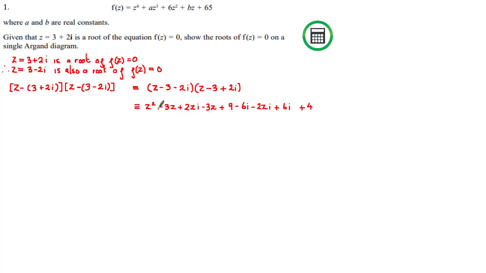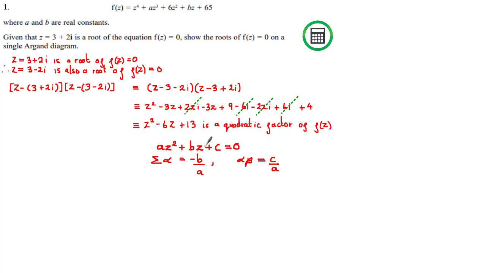Okay, hopefully you should see from this expression that there will be cancelling of terms. -6i and 6i would cancel, and we'd also get cancelling of the terms 2zi and -2zi. And simplifying the remaining terms, we get z^2 - 6z + 13, which is a quadratic factor of f(z).